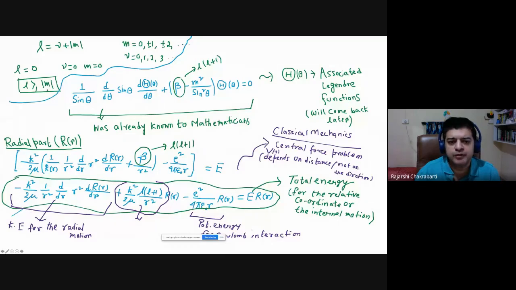And then we went back to the theta part. We had beta, we replaced beta with L into L plus 1, and once we expressed it, we did some algebra.